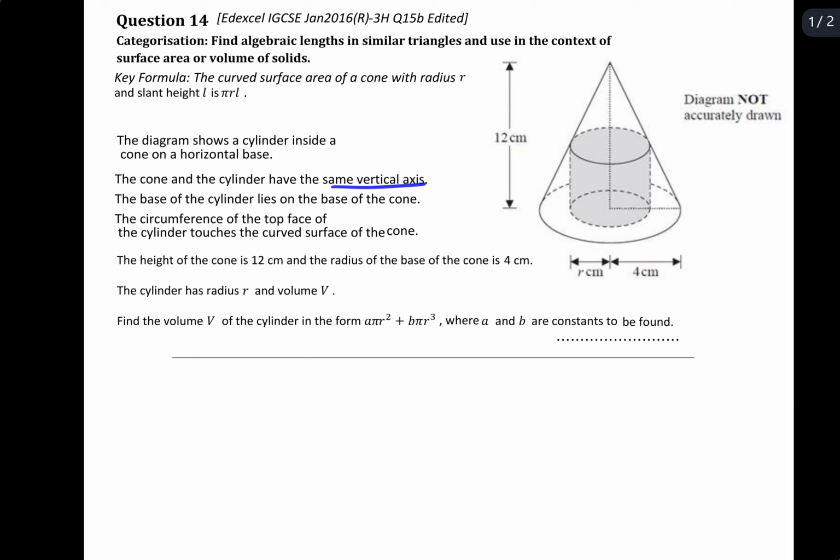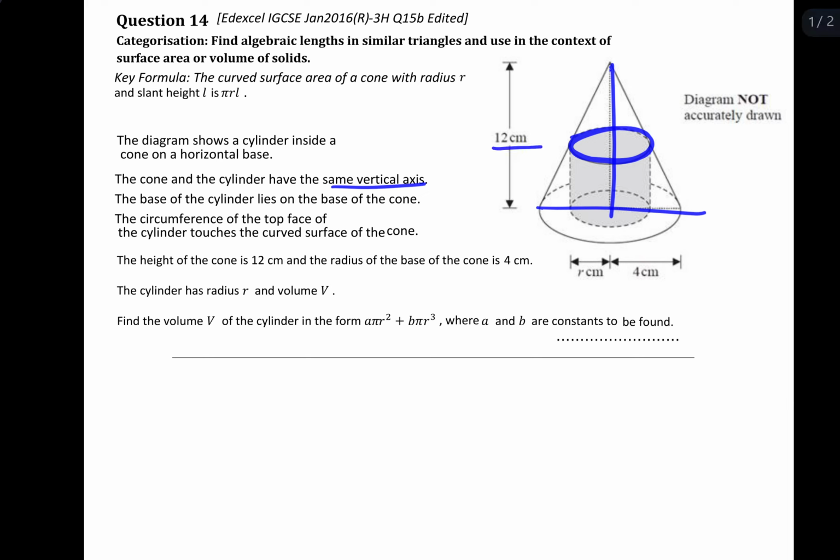The key thing to take away from the information given is it says the cone and cylinder have the same vertical axes, which is referring to this. So it goes through the center of the cone and the center of the cylinder. The next thing is the base of each, the cone and the cylinder, lie on the same axis. So in other words, they're on a flat surface. The circumference of the cylinder touches the curved surface of the cone. So that's this point. All of those points along the circumference of the top of the cylinder touch the cone.